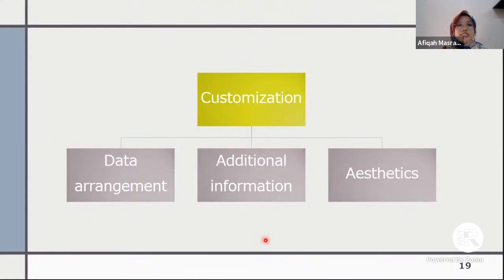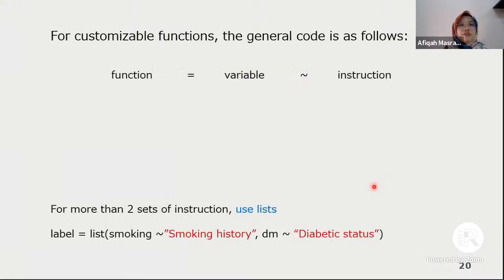So we can also customize our table in terms of data arrangement, in terms of adding additional information, and also in terms of aesthetics, or putting cosmetics towards our table itself. For the customizable functions, the general code is as follows. We have the function, we have the variable, and we have the instruction.